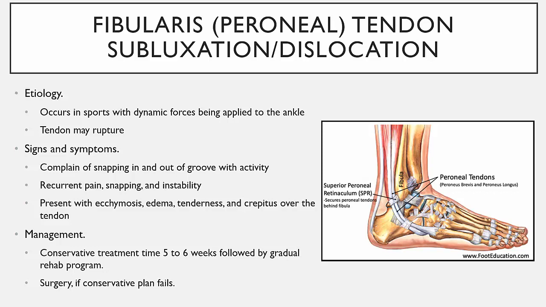Signs and symptoms include the patient complaining of snapping in and out of the groove with activity. Eversion against manual resistance replicates the subluxation of the tendon. There is recurrent pain, snapping, and instability. Most patients will present with ecchymosis, edema, tenderness, and crepitus over the tendon.